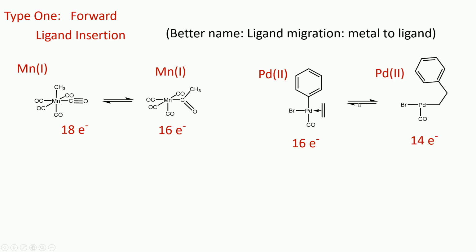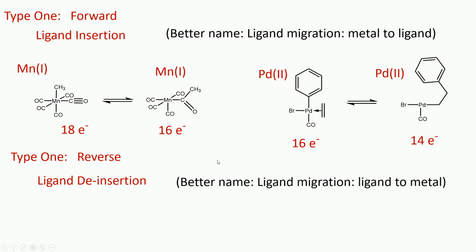Here's another very important example over here. We have an alkene next to a phenyl on a palladium. What can happen is that formally the alkene can insert itself into the palladium phenyl bond, but again, a better way to think about this is we can have a migration where the phenyl goes from the metal to the ligand to form this now alkyl compound. So this is ligand insertion, ligand migration.